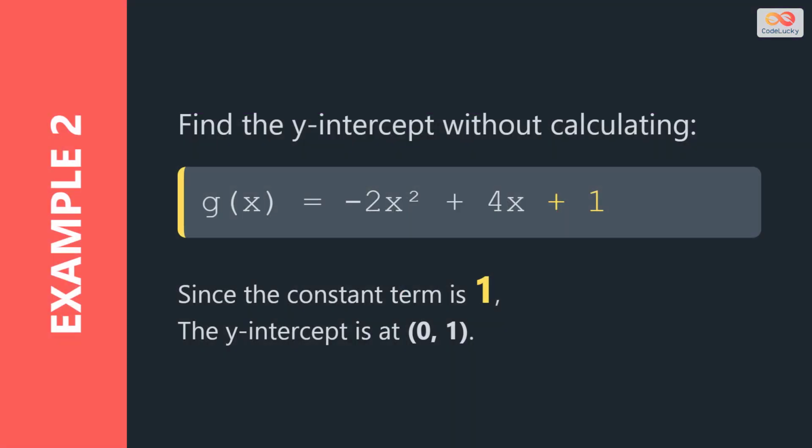Let's use that shortcut to solve this next one instantly. We have g of x equals negative 2x squared plus 4x plus 1. We don't need to do any heavy calculation. We just look for the term without an x, that is the positive 1 at the end. Therefore, without doing any math, we know the y-intercept is at (0, 1).